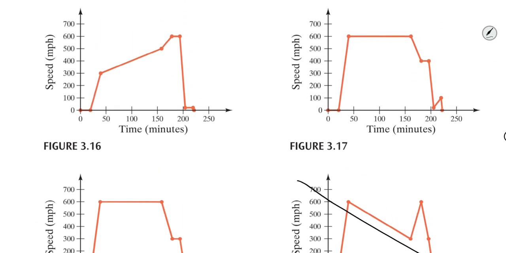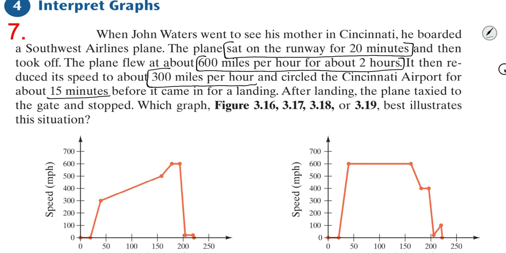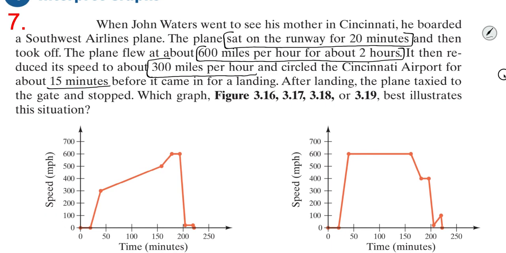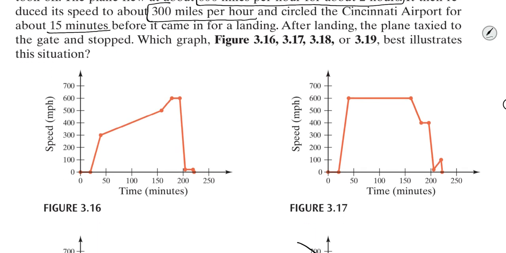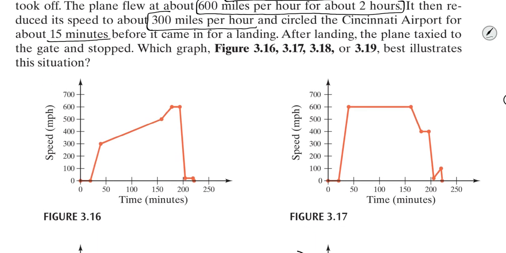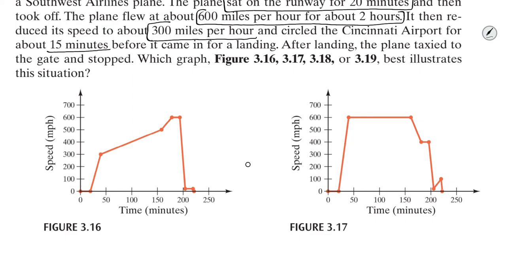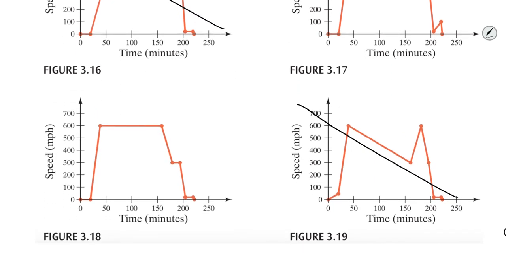Okay. Let's read the next piece of information. The plane flew for about 600 miles an hour for about 2 hours. So we're going to fly at 600 miles an hour for 2 hours. So that means if I'm looking at these graphs here again, I'm going to have to get up to 600 miles an hour right away. So I'm going from sitting still to 600 miles an hour pretty quickly, and then I'm flying at 600 miles an hour. So that should be kind of here for a little while for my 2 hours. So that means this one's out. Okay? So then we're kind of looking at this second one on the right and then the one down here.